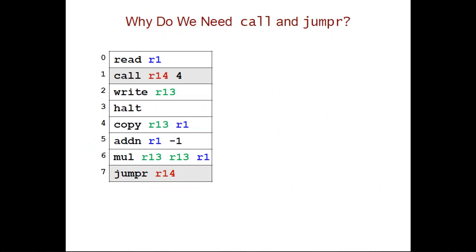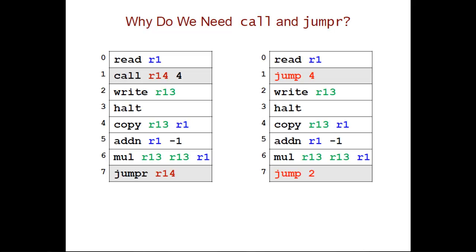Now, you may be wondering why we need call and jump R. In this particular case, we could have gotten by with unconditional jumps. Right? Up here, instead of doing a call, we could have said jump 4, which would have brought us down to the function. And then instead of doing a jump R, we could have done a jump 2, which would bring us back up to line 2.